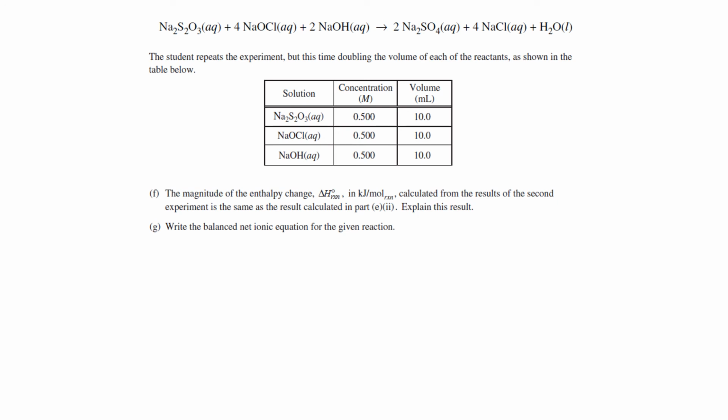Last two parts of question 1. In F, they say the magnitude of the enthalpy calculated from the results of the second experiment, in which the student doubles the volume, is going to be the same as the result calculated in the last problem. So if I look at these units of measurement, kilojoules per mole, let's see how the moles change. If I figure out the moles for this second experiment, I've got 0.005 moles, whereas in the last experiment I had 0.0025 moles. So the moles of my reaction is going to double.